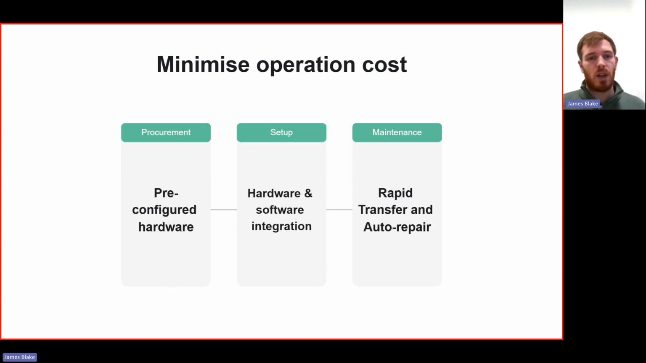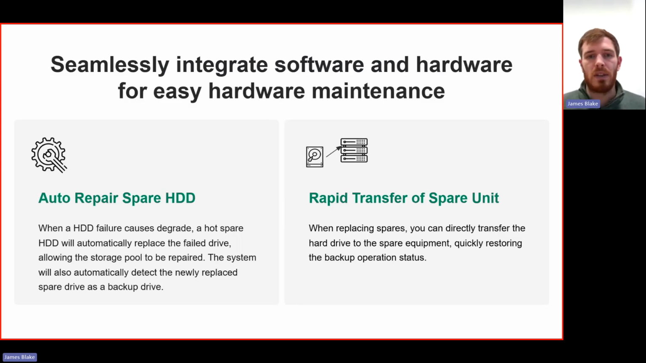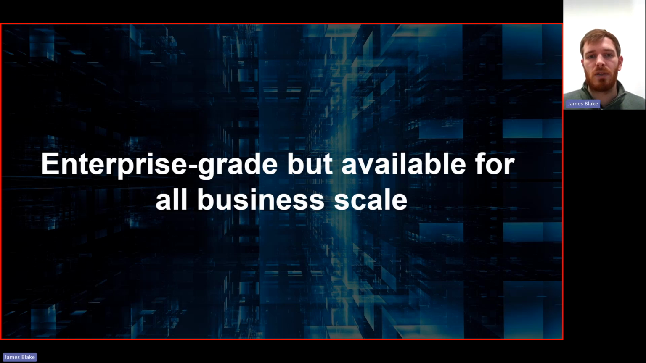Lastly, we also need to look at the maintenance aspects as well. So we've got our system procured, running. We then need to be able to maintain it. What happens if something does go wrong? Well, of course, we've got auto repair with spare hard drives. We've got BTRFS checksumming for 0 errors. And then also the ability to transfer into new devices should the entire system fail. So you've again got the trust, the peace of mind that the system will just maintain itself without too much hassle. And that all means that we're able to then do our enterprise grade backup, but available for all business scales.